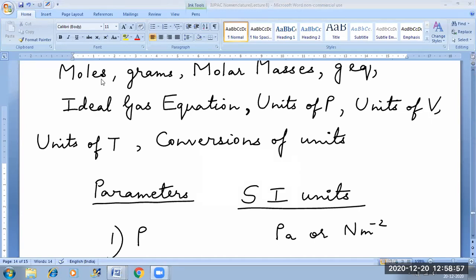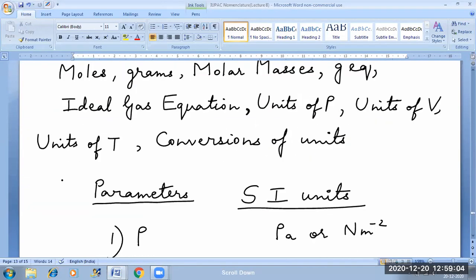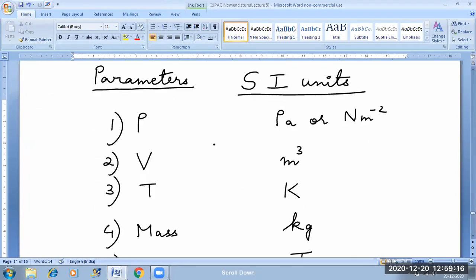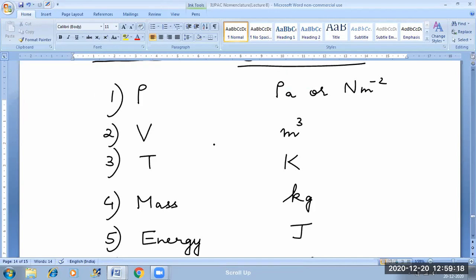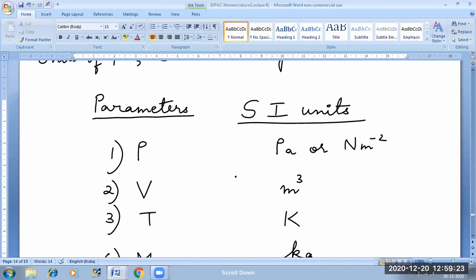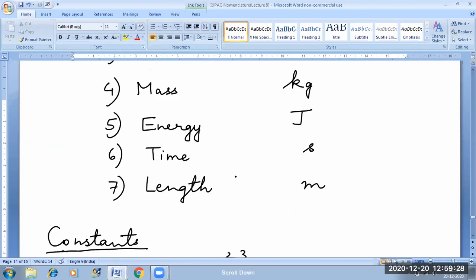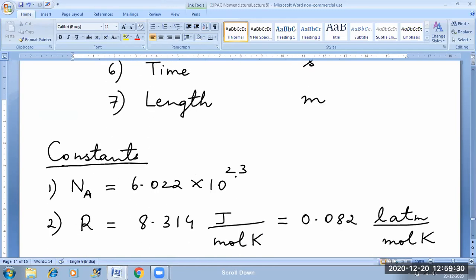Now see, in the next lecture we'll start with a new chapter. तो उसके पहले आप ये पढ़ के आओ, that is moles, grams and so on. जो लिखा है ये पढ़ के आओ, और ये जो SI यूनिट्स मैंने लिखे हैं ये भी आपको याद करने हैं. प्रेशर का SI यूनिट पास्कल, वॉल्यूम का SI यूनिट मीटर क्यूब, सो ऑन. तो SI यूनिट्स याद करने हैं आपको, और ये कांस्टेंट्स के वैल्यूज भी बताने चाहिए.